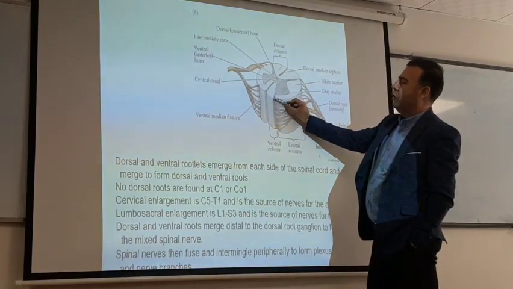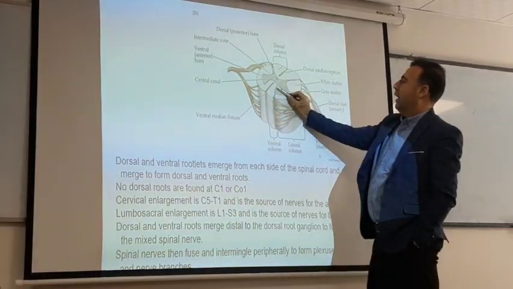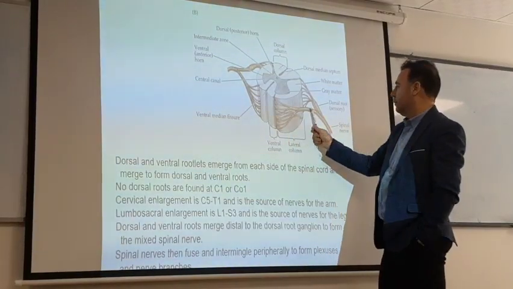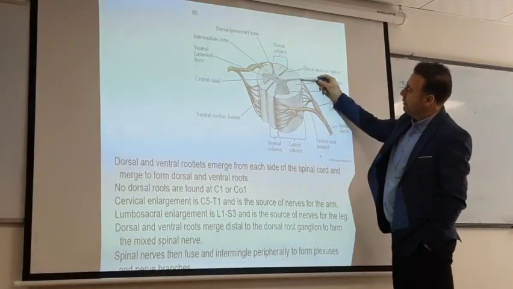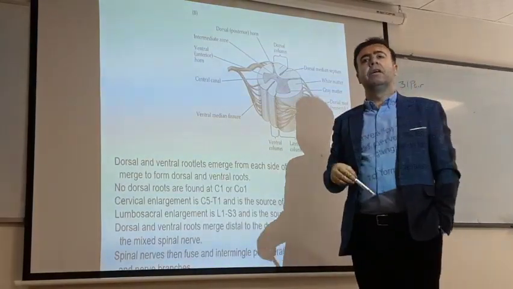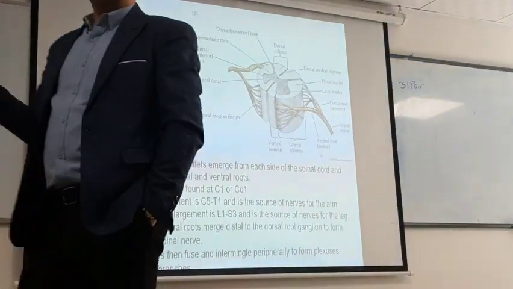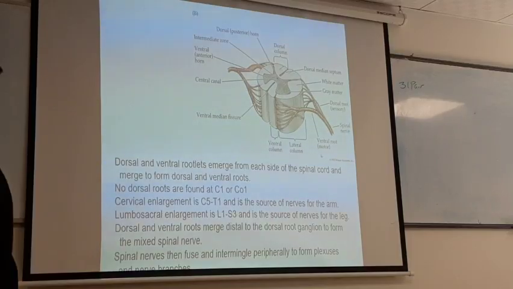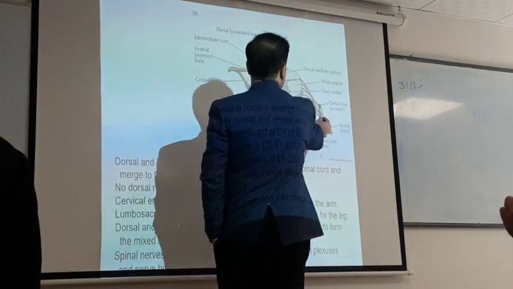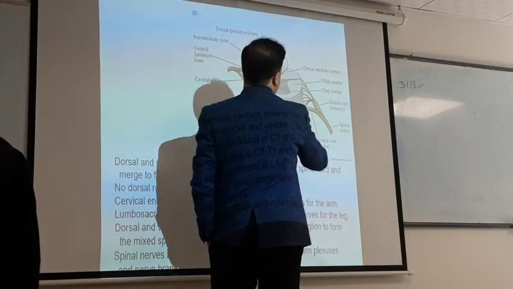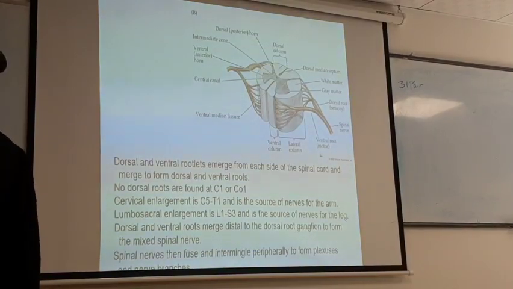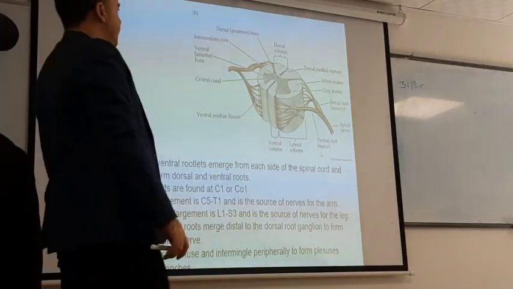Root. Anterior root, posterior root. The anterior root forms the motor part of the spinal nerve, and this is the sensory part. The spinal nerve has motor and sensory fibers. This is the DRG, dorsal root ganglion.